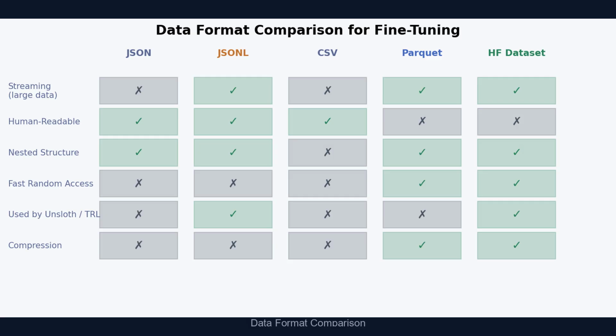CSV is compact and spreadsheet-friendly, but breaks on nested structures and multi-line text. Parquet trades readability for performance. Binary, compressed, with fast random access and exact type preservation. The Hugging Face dataset format combines Parquet's efficiency with native integration into the datasets library, making it the most capable option when you're working at scale with Unsloth. Match the format to your dataset size and your toolchain, and you'll never be fighting your file format during training.